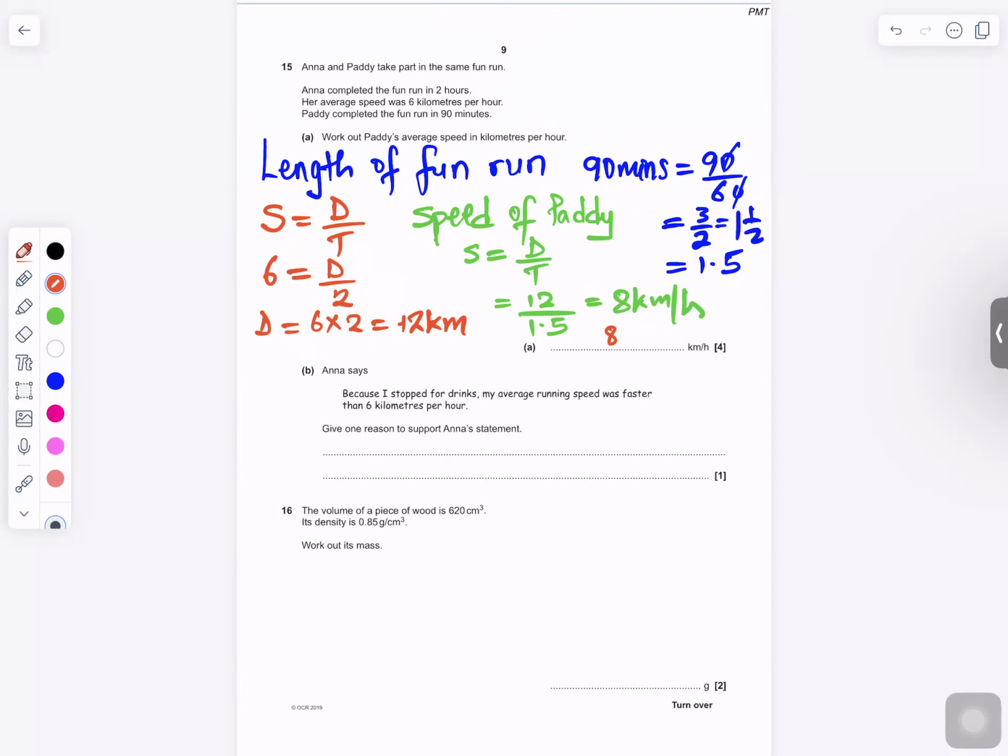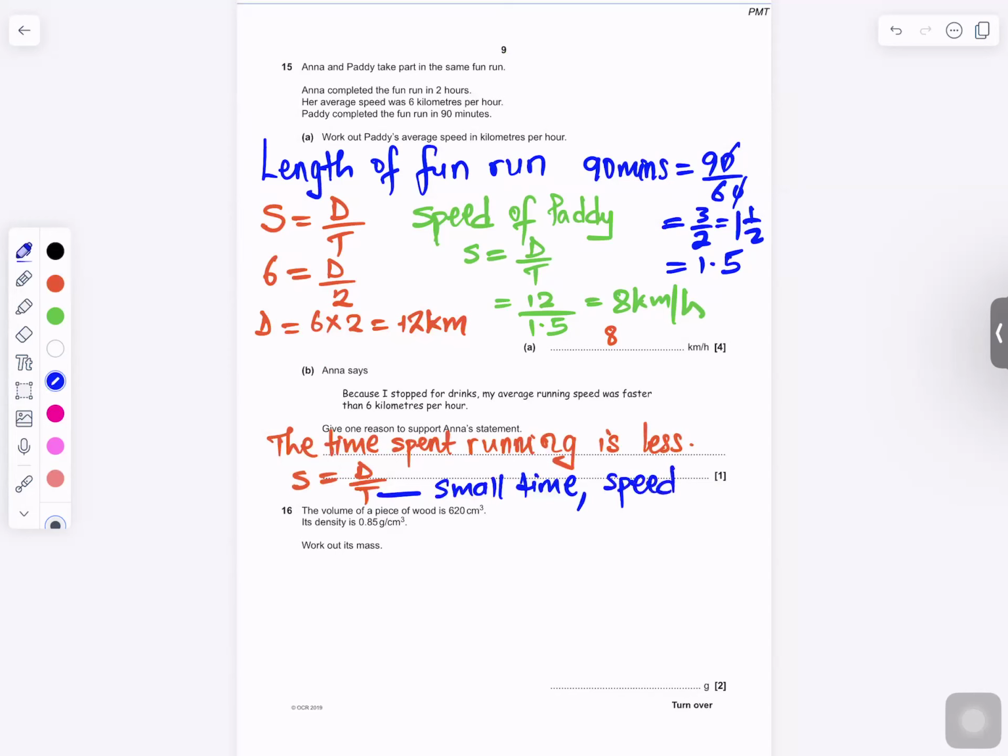Okay, I got that. Anna says, because I stopped for drinks, my average running speed was faster than 6 kilometers per hour. Give one reason to support Anna's statement. So the time spent running is less. Speed is distance over time. So when the time is small, the speed increases, as the time is in the denominator. So when you run very fast, you take shorter time. Yeah. Perfect.